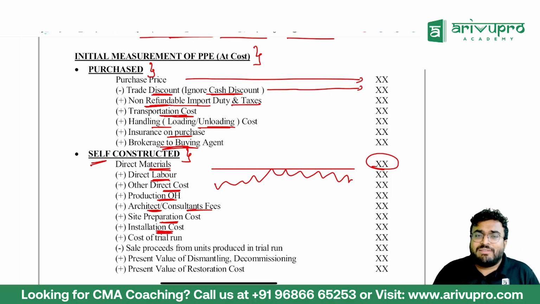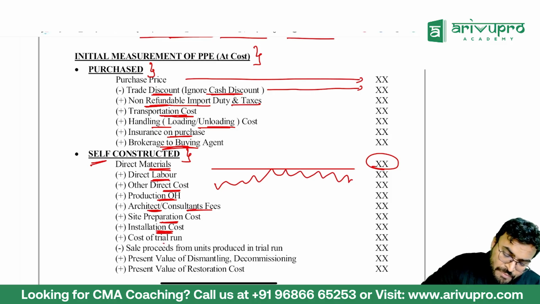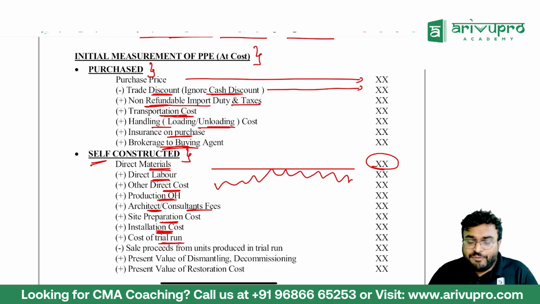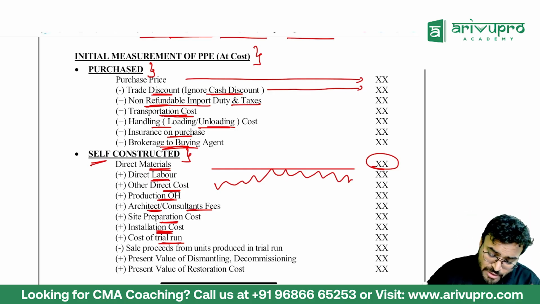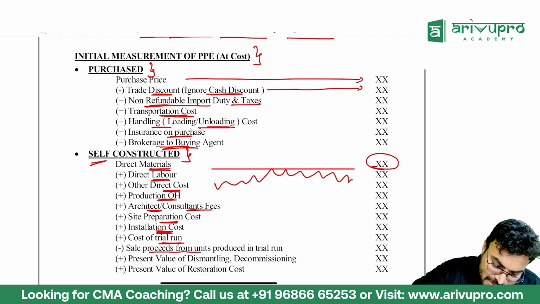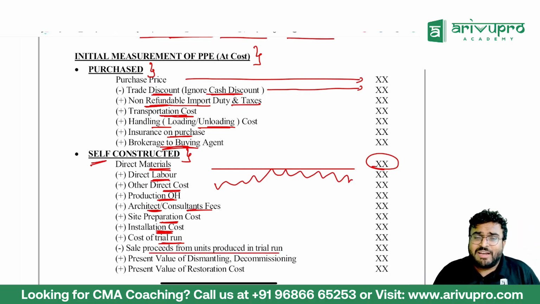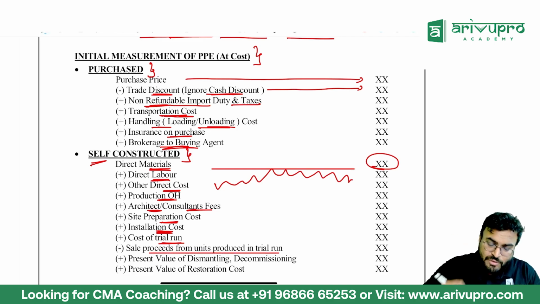Someone, some technician we are calling to install it, that will also be considered as the cost of the PPE. Cost of trial run, after that is ready, we gave it to the customers for free for few days. That will also be considered as the cost of the PPE. Minus sale proceeds from units produced in trial run. During trial run, I was manufacturing chips. During trial run, I sold it for free. That will reduce my cost of the PPE.